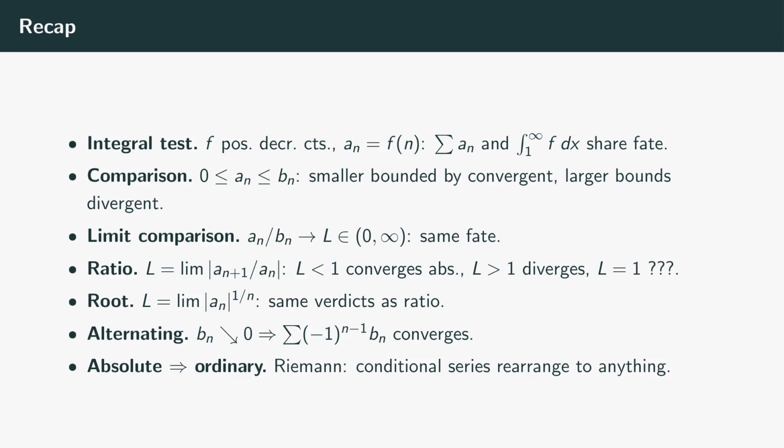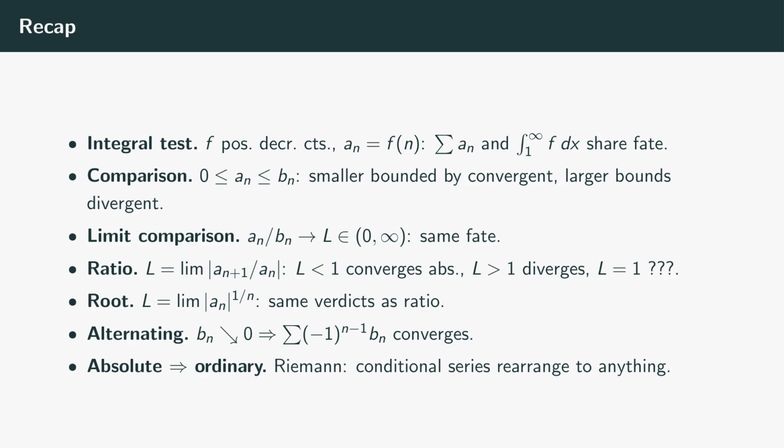Recap: 7 tools. Integral test. If f is positive, decreasing, continuous, and a sub n equals f of n, then the sum of a sub n converges if and only if the integral from 1 to infinity of f dx converges. Use this to prove the p-series rule as a corollary.